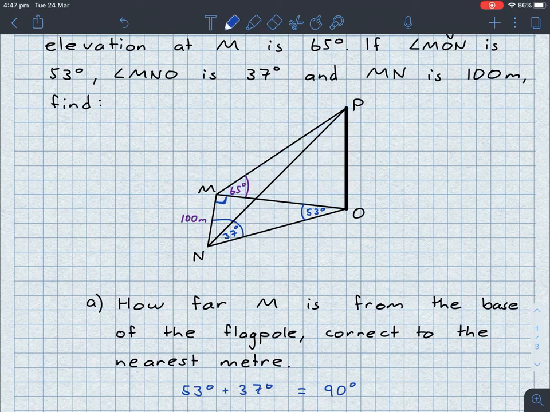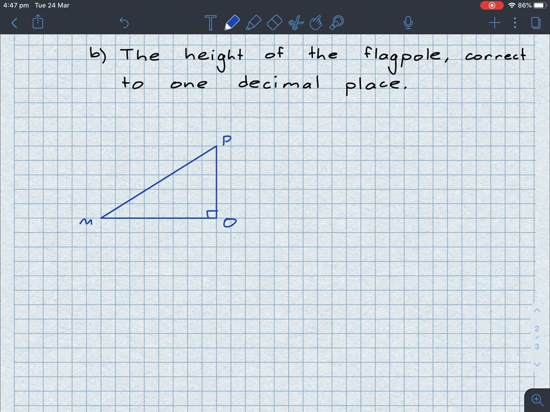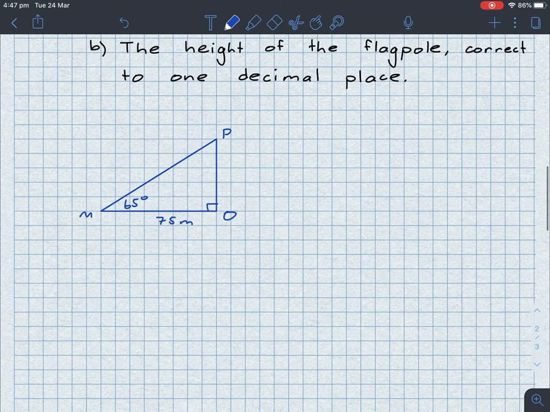So let's draw that in 2D. We've got M, P, and O. We know that this is a right angle because the flagpole is perpendicular to the ground. This angle at M is 65 degrees from the question, and we just found that from M to O is 75 meters, and we can use our rounded answer there. So the height of the flagpole is OP. We can see again that this is going to be tan. So tan 65 is equal to x over 75.